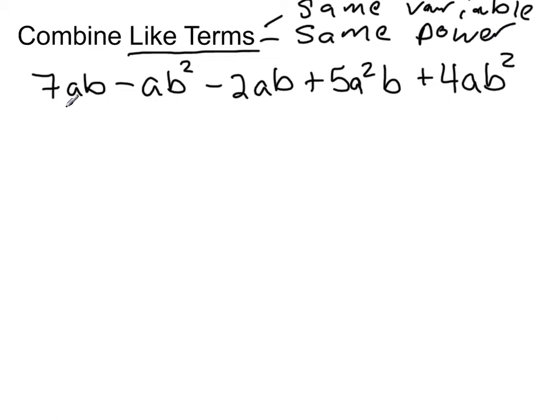So I'm just going to start with the first one I see. I see ab. They have to be exactly like ab, where a's to the first and b's to the first, or else it's no good. They're not like terms otherwise. So let's look at this next guy. We have a to the first, that's a good start, but b's to the second. Nope, he's not a like term.